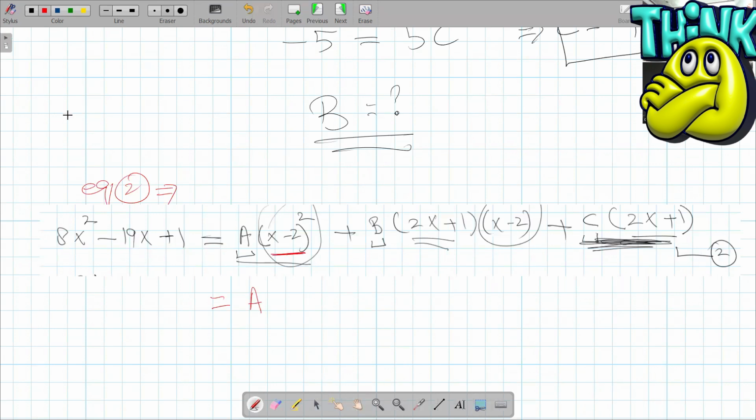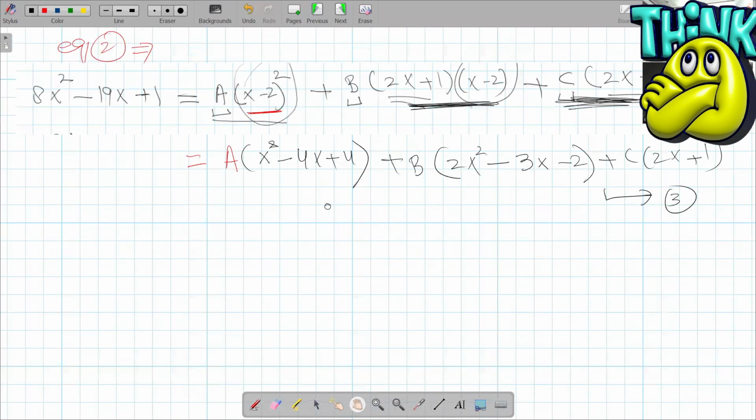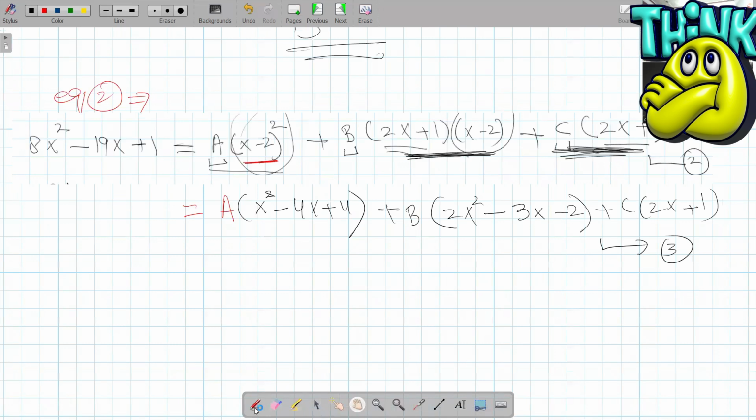Open this square, a minus b whole squared. What will it be? x squared minus 4x plus 4, plus b times, multiply these two brackets. What will be the product? 2x squared minus 4x minus 5x plus... minus 6, minus 2, 3x minus 2, plus c times 2x plus 1. So we will get a third equation like this after simplifying the second equation.